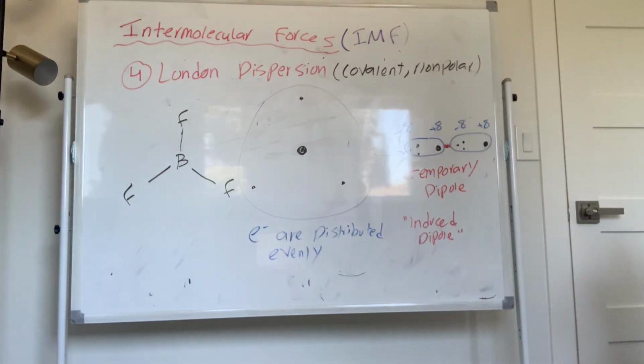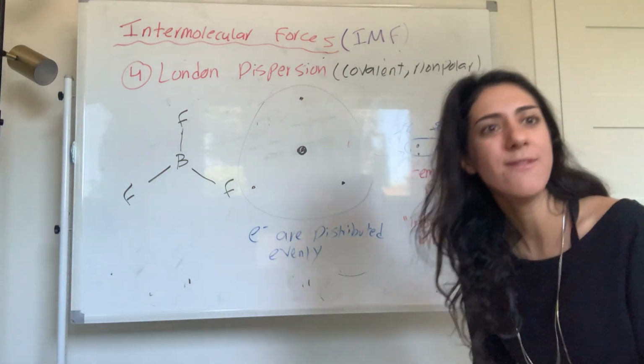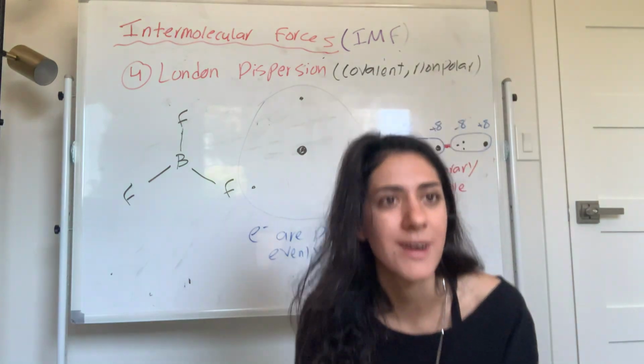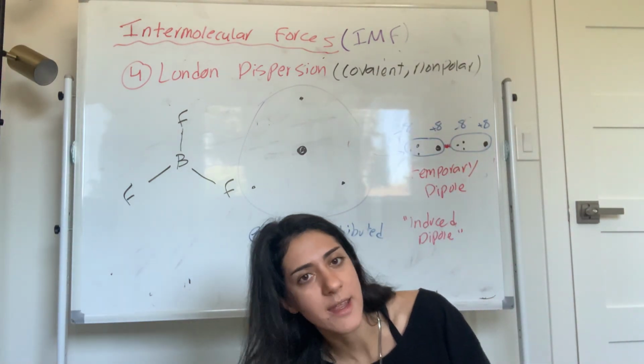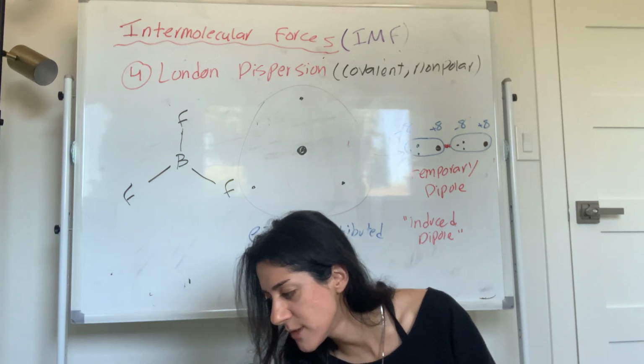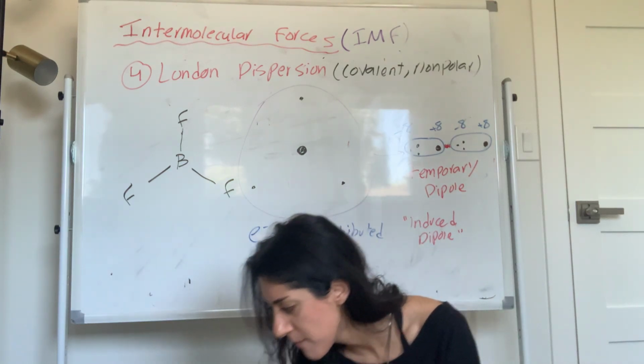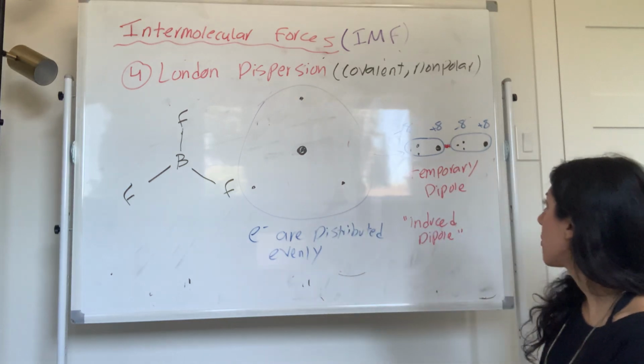Now, why is this the weakest IMF? It's the weakest IMF because it's temporary, right? It's not permanent. It's once in a while, as they're moving, they're going to have an induced dipole. Are we good so far?